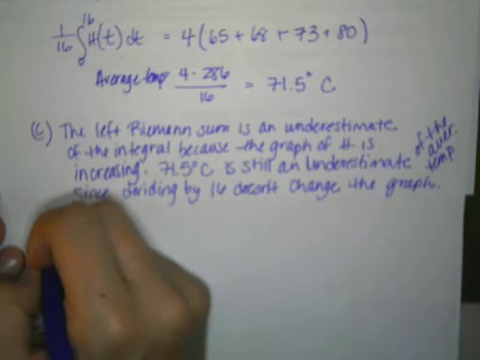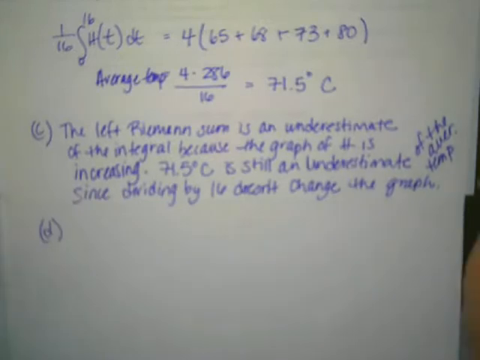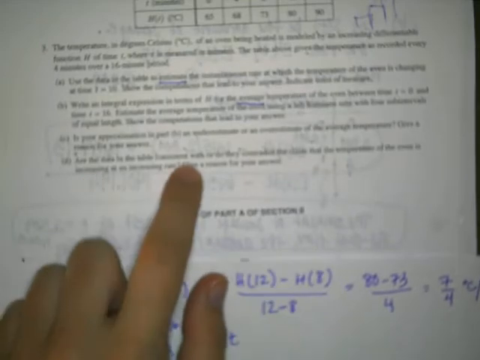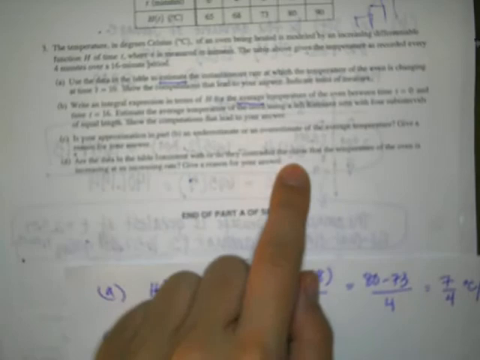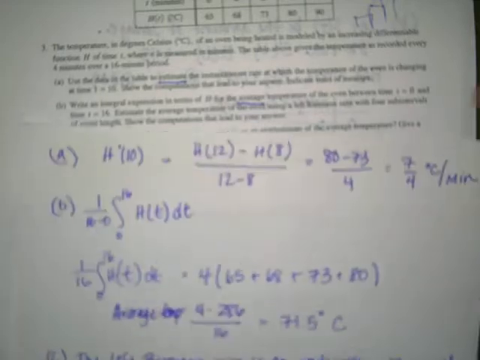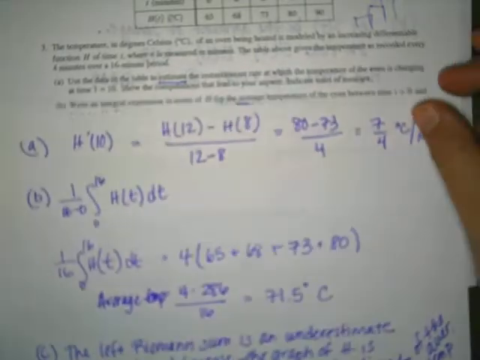Okay, and then part D. Question, are the data in the table consistent with or do they contradict the claim that the temperature of the oven is increasing at an increasing rate, and give a reason for your answer? Okay, so we need to consider a couple things here.